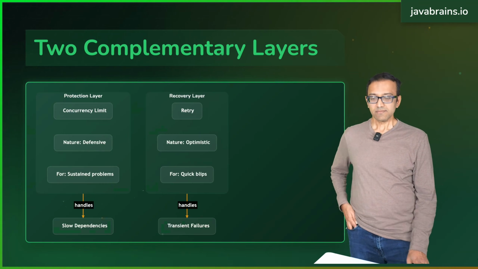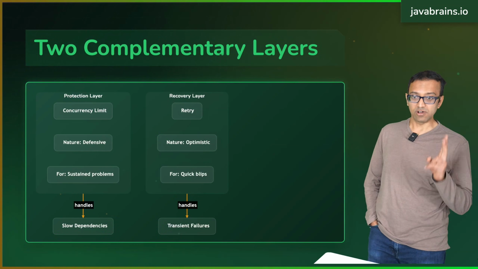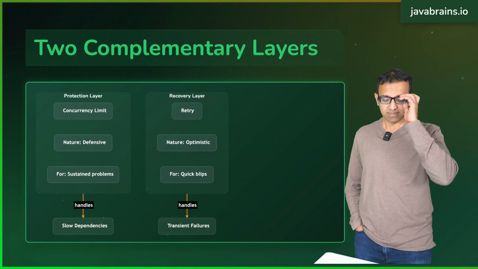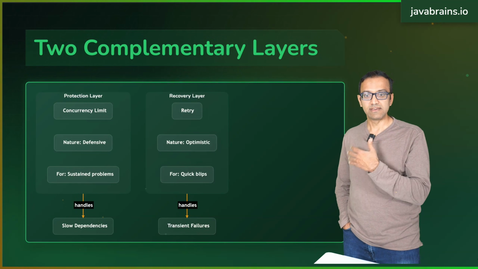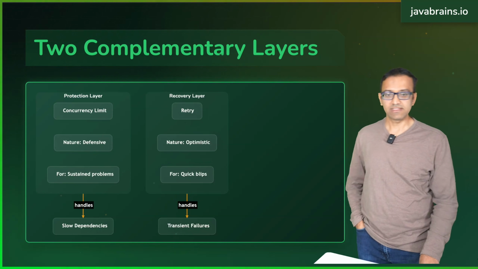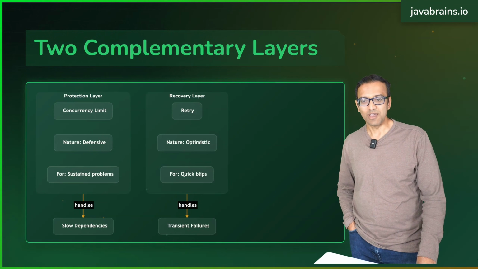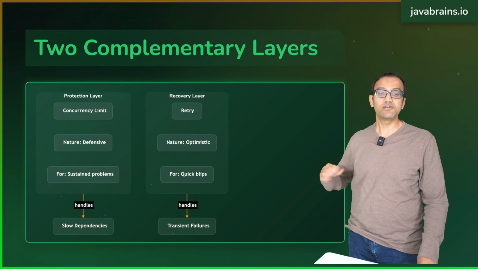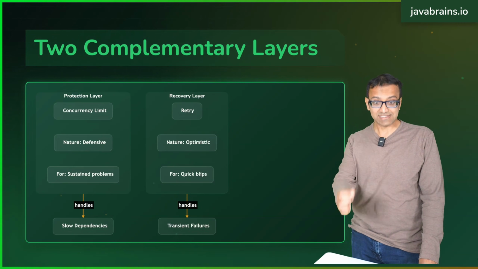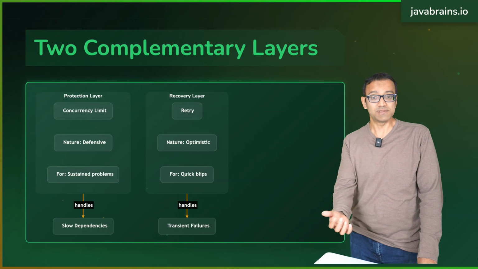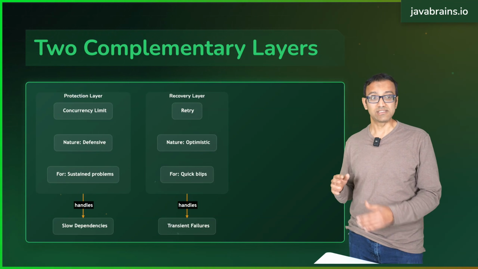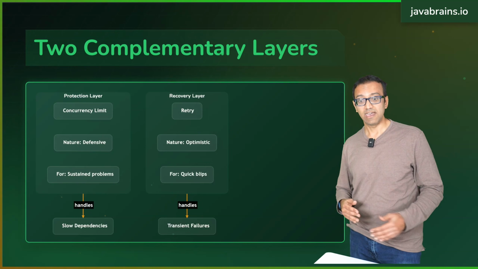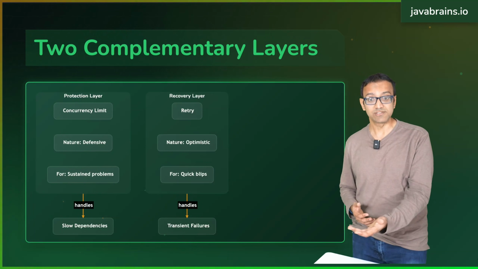So now we're going to get into these individual features. There are two complementary layers here. One is the protection piece, which is the concurrency part, and the recovery piece, which is the retry part. I kind of think of it as the optimistic part and the pessimistic, or defensive, part. Retry is optimistic. When you're retrying, you're optimistic that this time it's going to work better. If you aren't optimistic, there's no point in retrying. So your retry is with the optimistic nature that, okay, this was a small temporary issue and a transient failure, and this time it is going to work better.